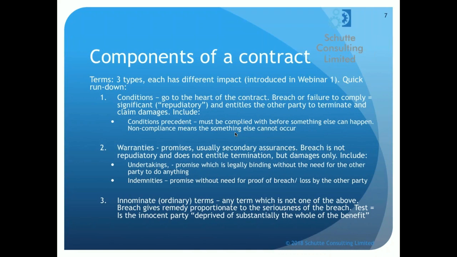The second type of term is a term called a warranty. It's not a collateral warranty, that's something entirely different. We're talking about contractual warranties. Contractual warranties are a term which has a promise in it. It's usually some kind of secondary assurance, so somebody is warranting that something is the case, or that they have so many people on site, or that the project bank account has been opened. It's that sort of term.